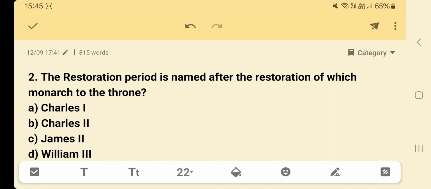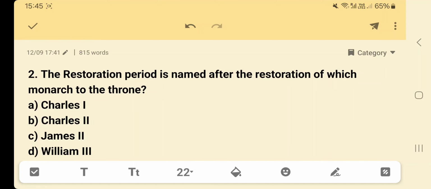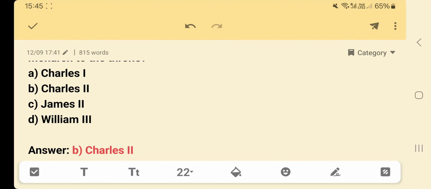The Restoration period is named after the restoration of which monarch to the throne? Option A, Charles I. Option B, Charles II. Option C, James II. Option D, William III. Answer: option B, Charles II.